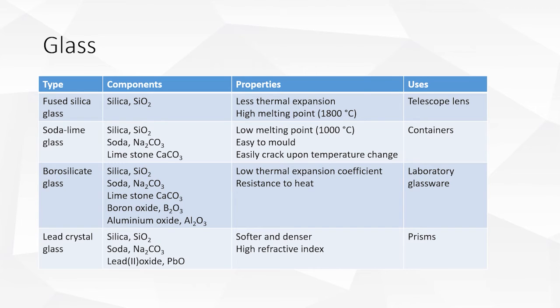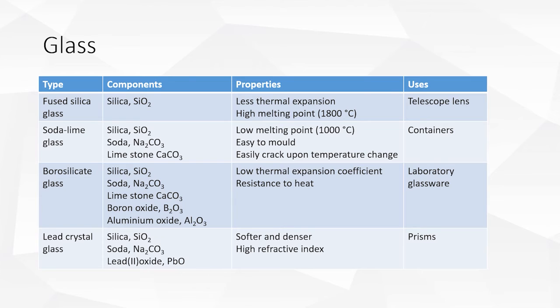Next, it exhibits less thermal expansion, so it does not expand or contract much when there is a large change in temperature. Fused silica glass is mainly used in making telescope lenses due to its ability to transmit light in the visible, ultraviolet, and infrared range.